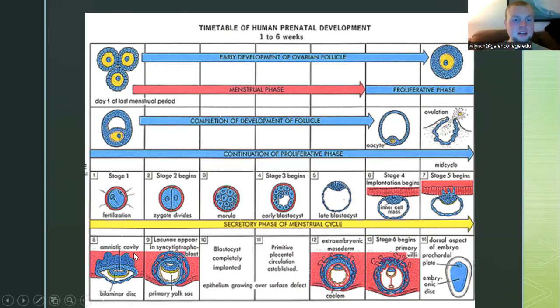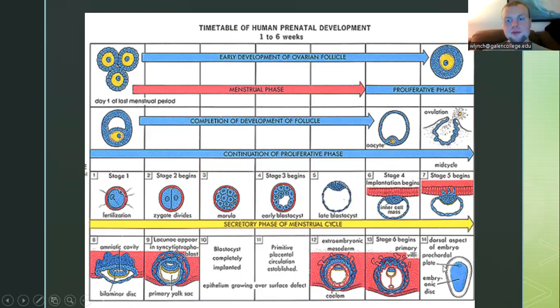Then we get into 8 and 9 days out from fertilization. We have the amniotic cavity beginning to form. Now we are totally embedded inside of the endothelial lining of the uterus. By day 10, we have the blastocyst completely implanted. By day 12, we start to see the mesoderm of the extraembryonic tissue forming.